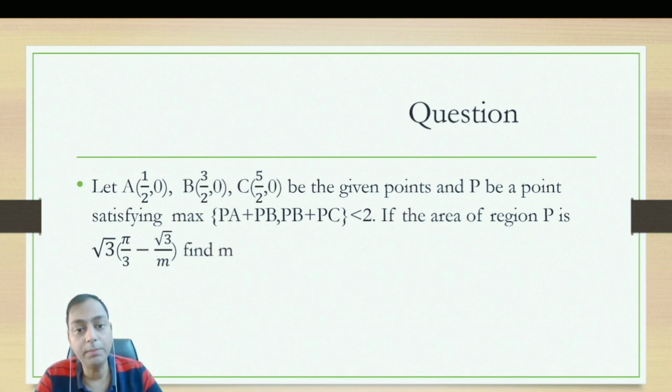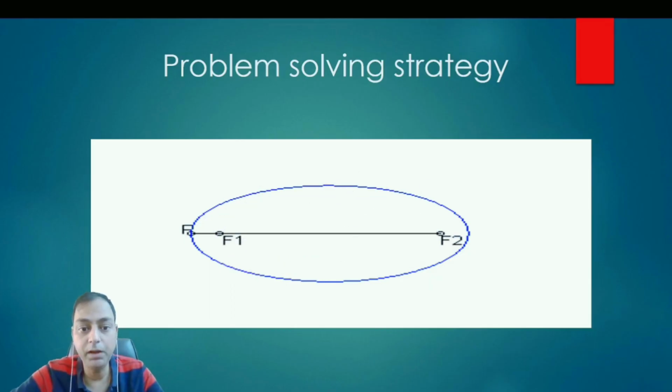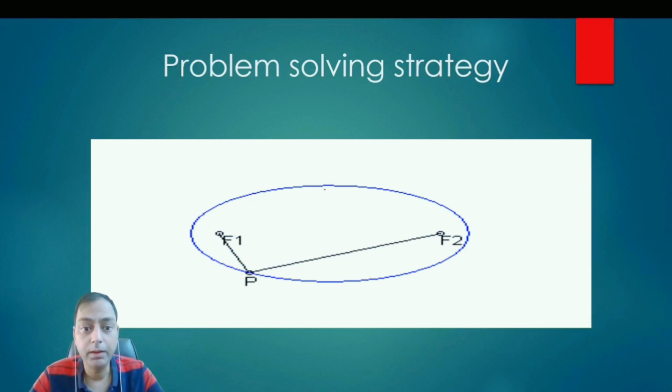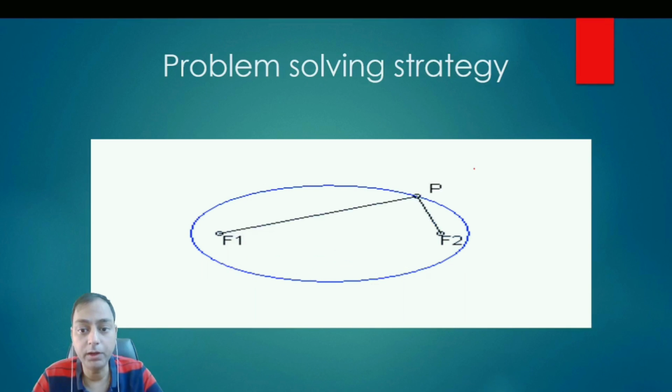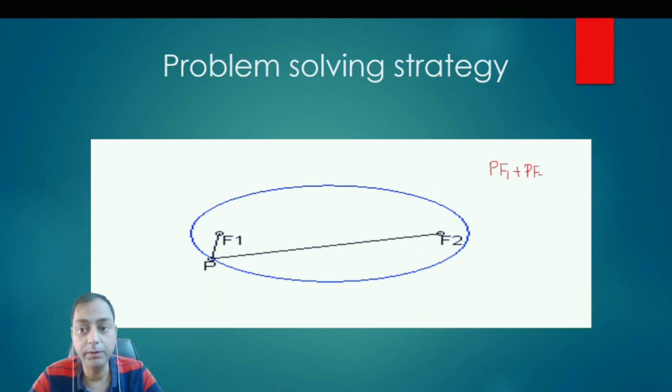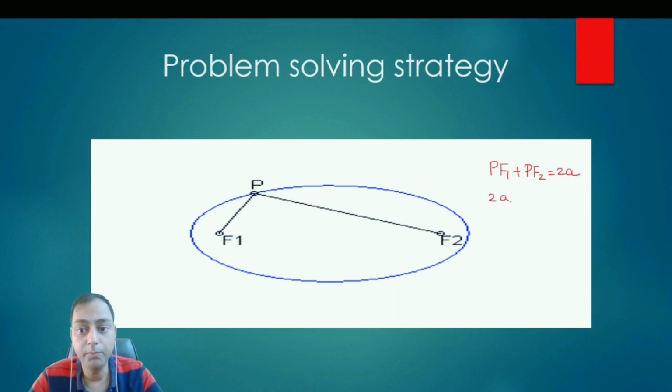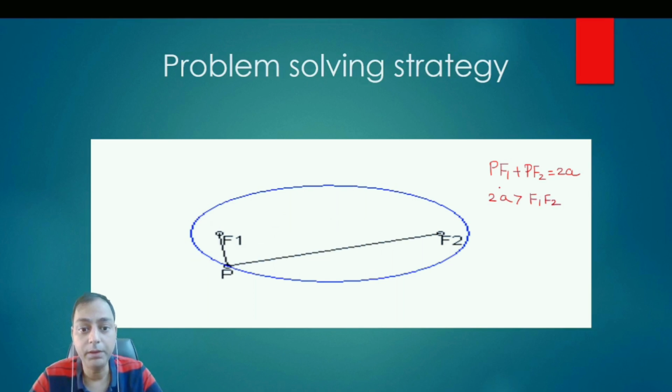Now I am going to give the approach to solve this problem. This problem is mainly based on the concept of ellipse. Here a point P is moving along the circumference of an ellipse. What we observe: if PF1 + PF2 is equal to 2a, this means the point P lies on the circumference of the ellipse, and this 2a must be greater than F1F2. Then this point P lies on the ellipse.